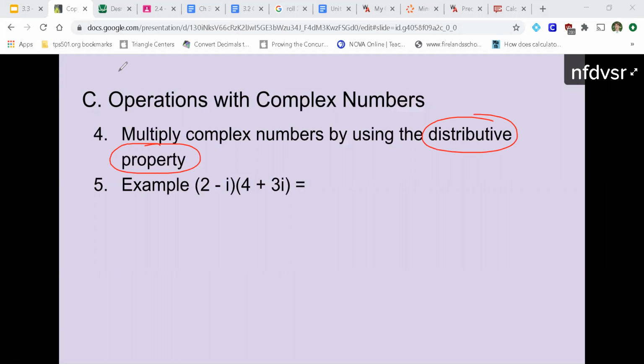And then combine like terms. So for example, if I have 2 minus i times 4 plus 3i, I would do 2 times 4, which is 8. 2 times 3i, which is 6i. Negative i times 4, which is negative 4i.